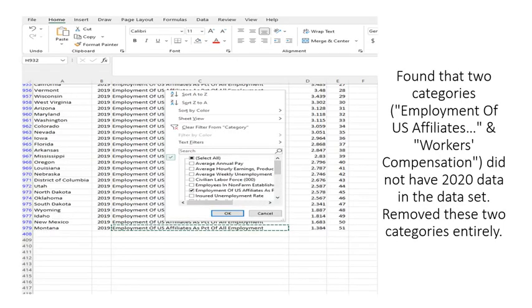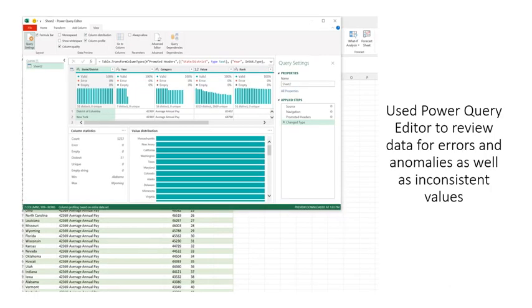Finally, we searched through the data set and did find a couple categories that lacked 2020 data, these categories being employment of U.S. affiliates and workers' compensation. However, these did not affect our analysis, so we went ahead and removed all of the rows in the data for each of the years that contained these two categories. And lastly, we used Power Query Editor to review data for errors and anomalies. And we noticed that the data was rather consistent, and where we needed to make corrections, we did so appropriately.